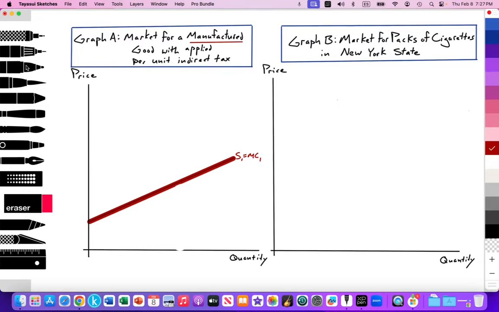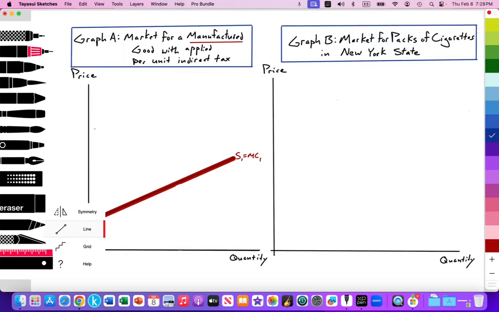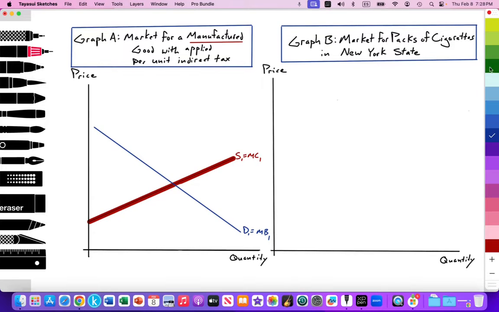Okay, for graph A, I'm not going to draw a very inelastic demand curve, even though tobacco is very addictive and it would have a very inelastic demand curve. To illustrate a particular point in graph A, I'm just going to draw a relatively unit elastic demand curve, all right, for a purpose, which you're going to see. So here's my demand curve. And demand is equal to the marginal benefit. So that sets an equilibrium where S1 equals D1.